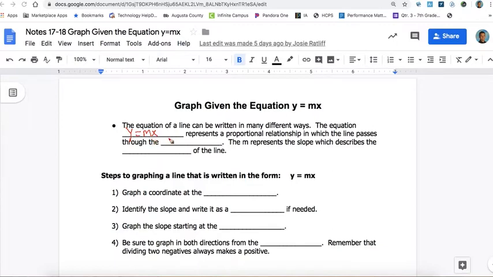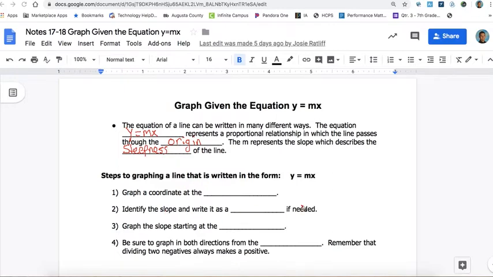And the m represents the slope, which we'll write down here. So it represents a proportional relationship in which the line passes through the origin. So if the slope is 6, that would mean I would multiply each x value by 6. Okay? And when we talked about proportional relationships, we talked about that it's a multiplication pattern. But it could also be division because we can multiply by 1/6, which is the same as dividing by 6. So the m represents the slope, which describes the steepness of the line.